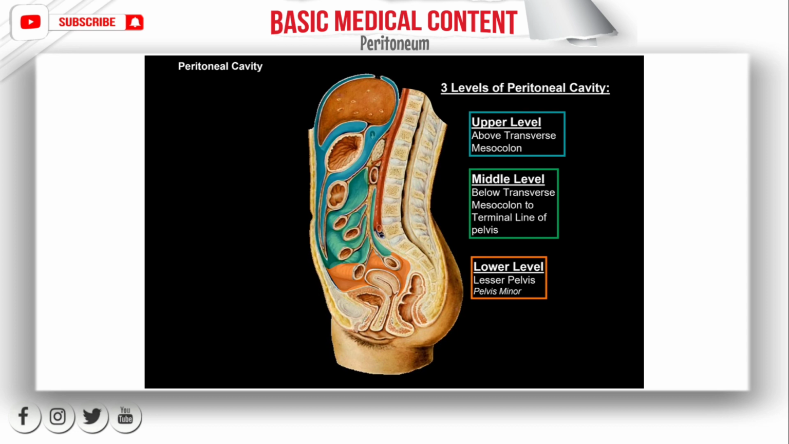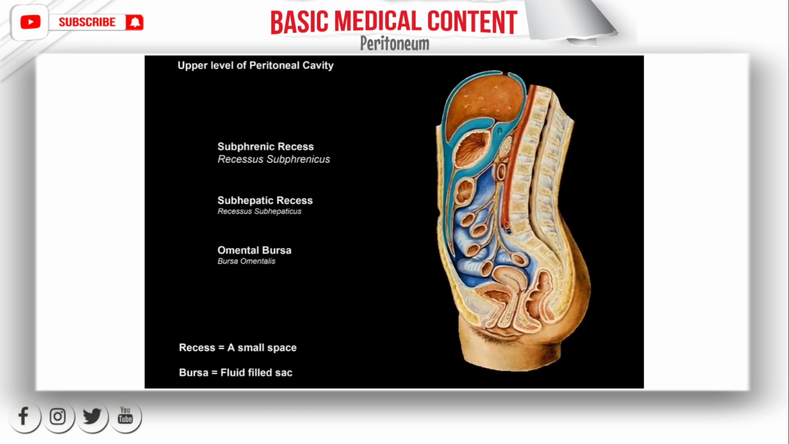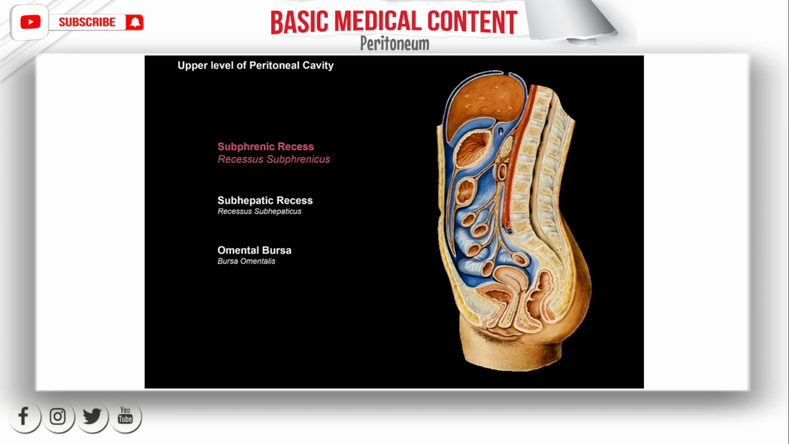These landmarks are some small spaces and openings here and there. So let's start with the upper level first. So the upper level has 2 recesses and 1 bursa. A recess is a small space between 2 structures, and a bursa is a sac. There's a sac below the stomach containing serous fluid, and I'll show you this in a second. The subphrenic recess is the subphrenic, meaning below the diaphragm. It's the space highlighted here. Then we have the subhepatic recess. It's subhepatic, so it's under the liver, as you see here. And then we have the omental bursa, which is this one.